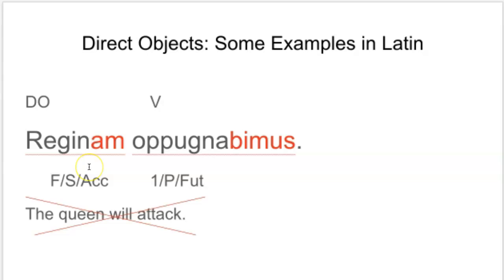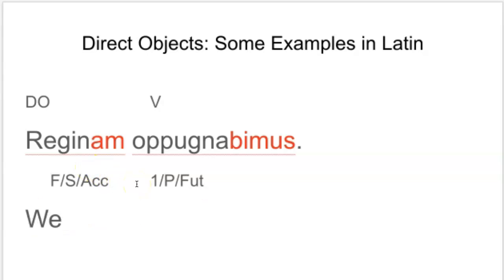There's no nominative identified. In Latin, if that happens, you look to your verb. The verb is first person plural, so that's going to be we. It's future tense, so we need to make sure we use the right helping word. So we will attack. Who or what will we attack? We will attack the queen.